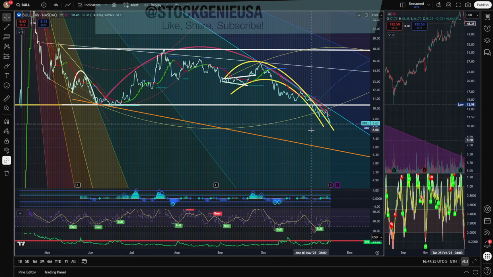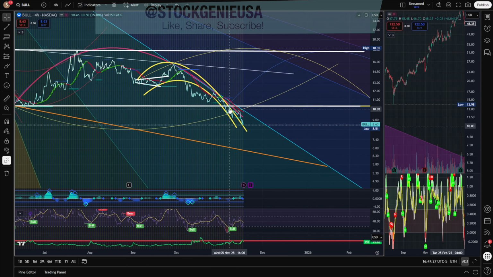This is something that you're better off staying out of, or if you got in around here on this break, you added a small position, I would wait to get down here before I would add anything additional.